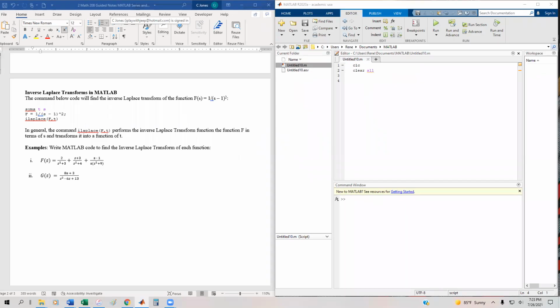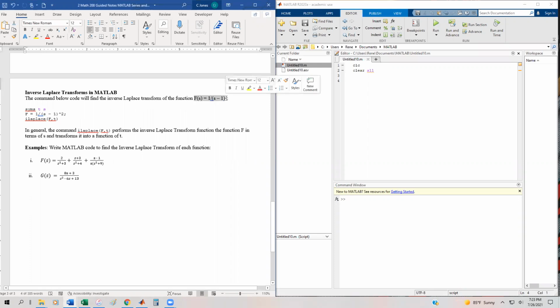In this final video, we're just going to take a look at how we can utilize MATLAB to find inverse Laplace transforms. And it's actually just as easy to find the inverse Laplace as it is the regular Laplace in MATLAB. All we're going to do is define the function. Let's say we have a function F(s) equals 1 over (s minus 1) squared.